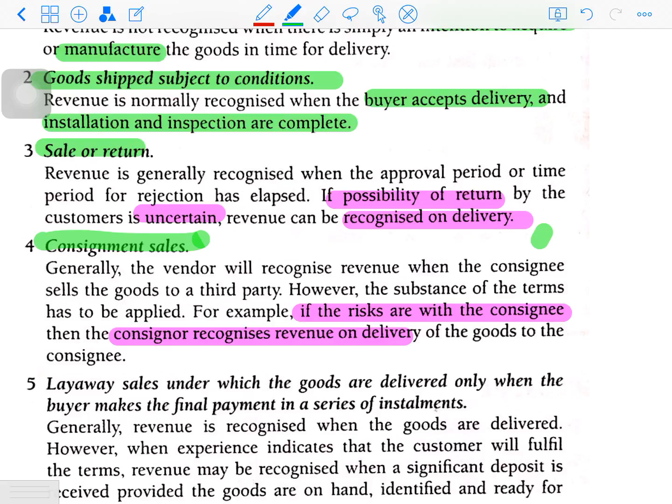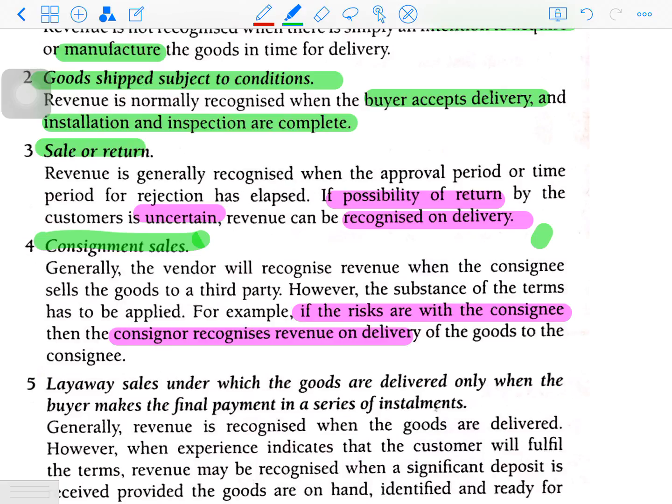Generally the vendor will recognize revenue when the consignee sells the goods. Consignee ni kedai lah, tuan kedai tu jual barang dia. Sells the goods to the third party. However, the substance of the terms has to be applied. For example, if the risks are with the consignee, then the consignor recognizes revenue on delivery.